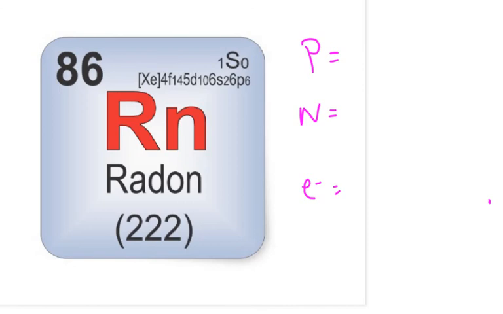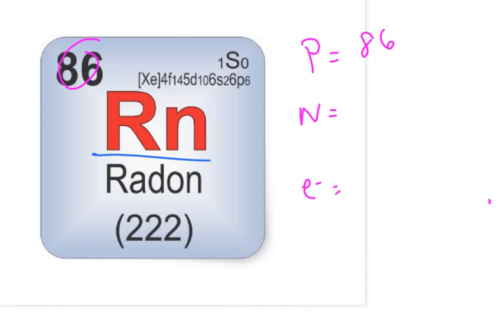Okay, go ahead and take a look at radon also. Take a minute, pause the video, and do your own math again. Radon is a much heavier element. It'd be found much lower down on the table. For protons, though, that's still just the atomic number, so 86 protons.